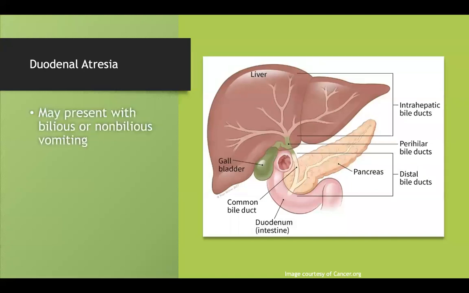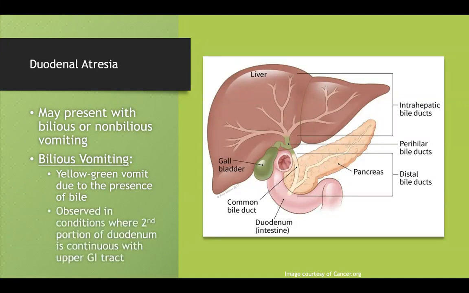So let's talk about what that means. Bilious vomiting is yellow-green vomit, and you'll see that in the presence of bile. And you only see this in conditions where your oral cavity and all the way through the second portion of your duodenum are clear, where you have a connection between those. So if you imagine, the only reason that would be the case is because all of our bile is coming from our gallbladder into the second portion of our duodenum.